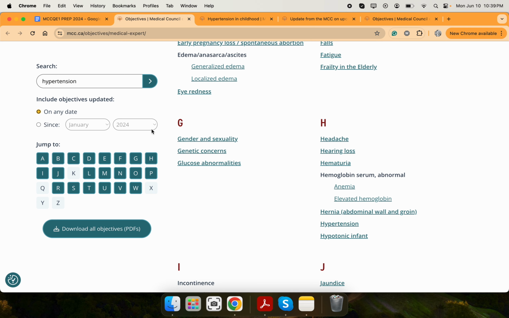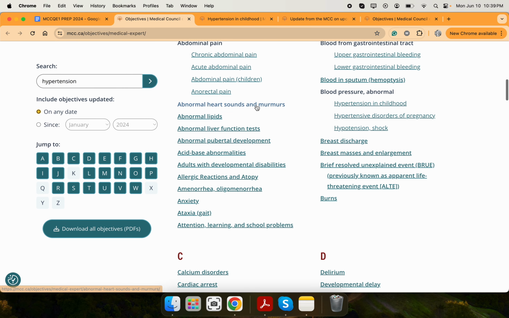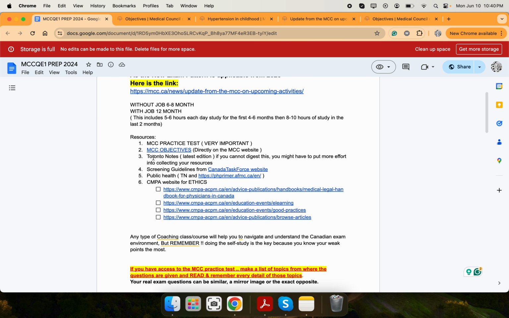when you don't find the stuff here and there, because these are neither symptom based nor chapter wise, they are alphabetical, and sometimes it's very difficult to find something you are not sure about. So I think writing just the keyword is going to help you a lot on this MCC objectives website.